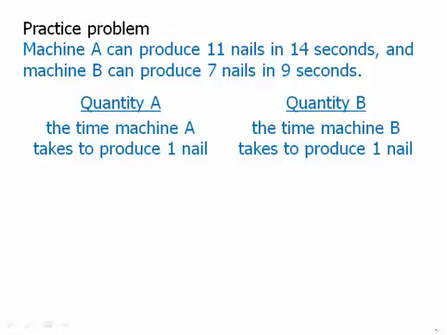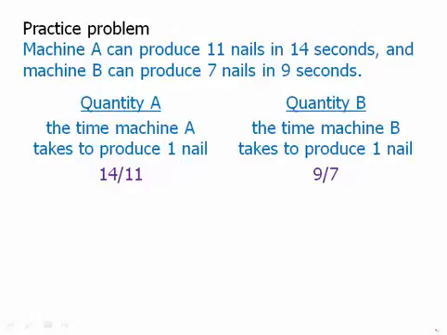So these are rates. And so we want the time. So we have to set up fractions. So the time, if it takes 14 seconds to make 11 nails, each nail must be 14 elevenths of a second. And if it takes 9 seconds to produce 7 nails, each nail must be 9 sevenths of a second. So we're really comparing these two fractions.